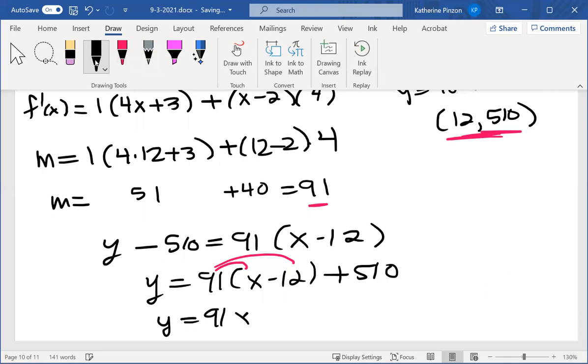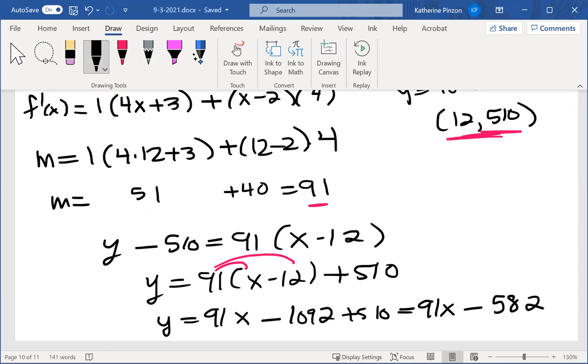So you could distribute the 91 and then combine like terms. I don't know if I can do 91 times 12. Let's see, 910 plus 182 is 1092, plus 510. 91x minus 582. Probably totally wrong. Check it on your calculator. 1092, right? Yay. Common Core. I'm too old for that. So I think that the equation is 91x minus 582.